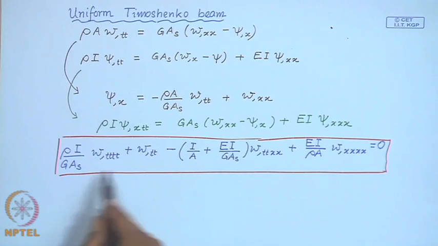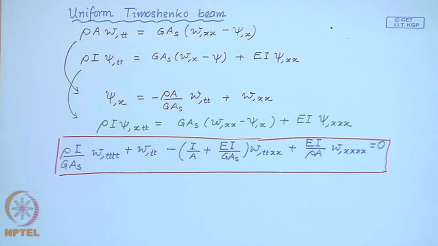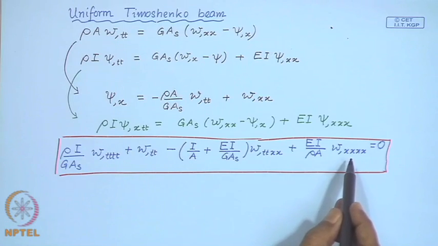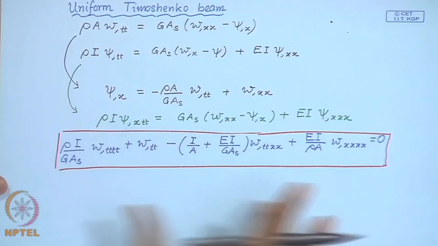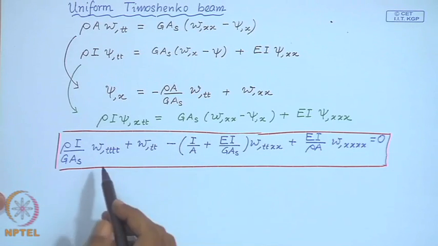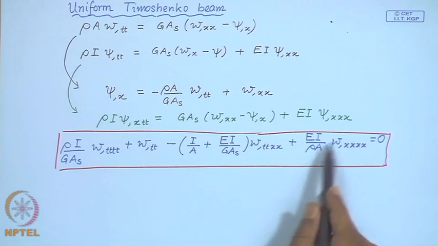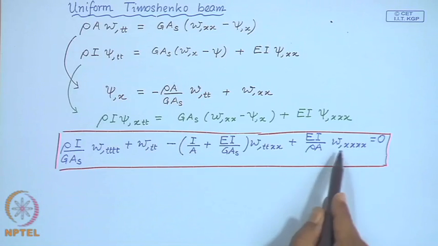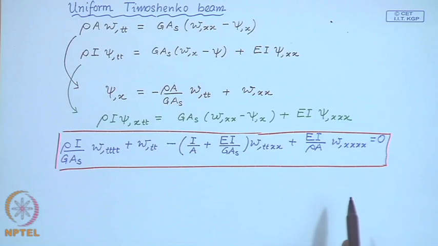Now, this equation is in terms of this field variable W, but notice that here you have a fourth derivative with respect to time. This has a fourth derivative with respect to space. So, to solve this equation, you will need 4 initial conditions and 4 boundary conditions.